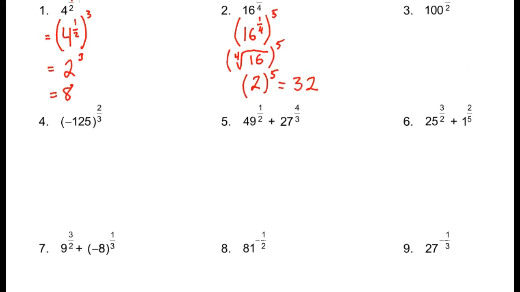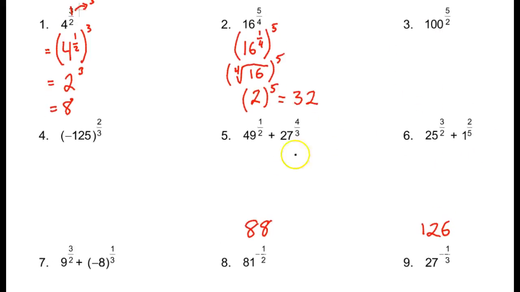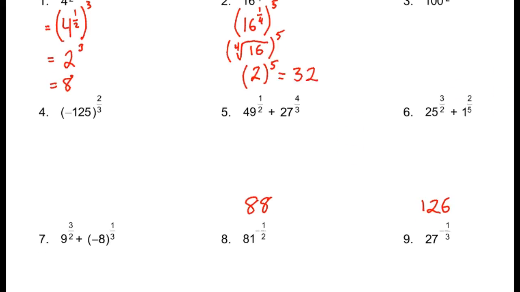Just going to go over, if you got 88 for number 5 and 126 for number 6, then you are correct. Okay. And you probably got all the other ones right too, because these include everything in the other problems. Okay. So look at 6.